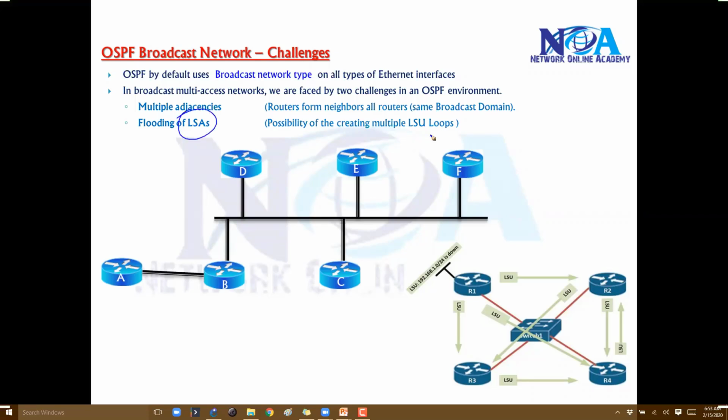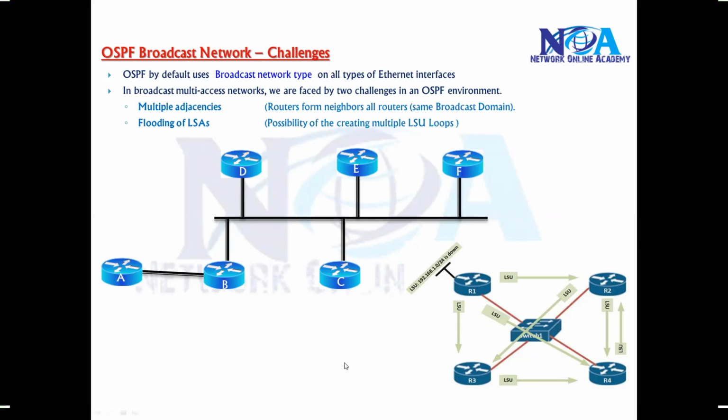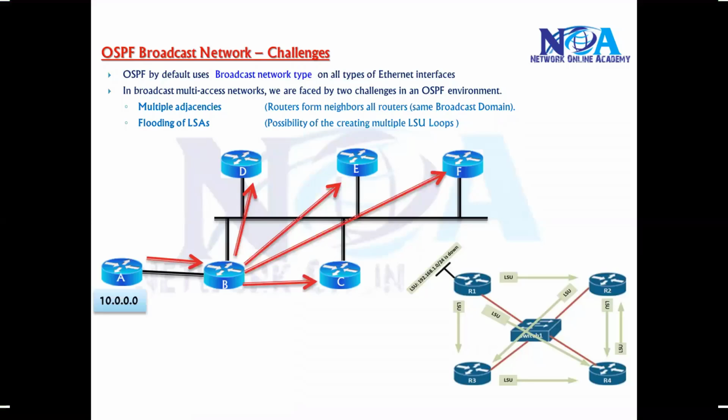And the second issue is that because of this behavior, there is a possibility of the LSAs, the advertisements, being multiplied. Like if you take an example here, router A sends an update to router B. Now, when router A is sending an update to router B, as B is establishing neighborship with every other router, it is going to send out the update to each and every other router.